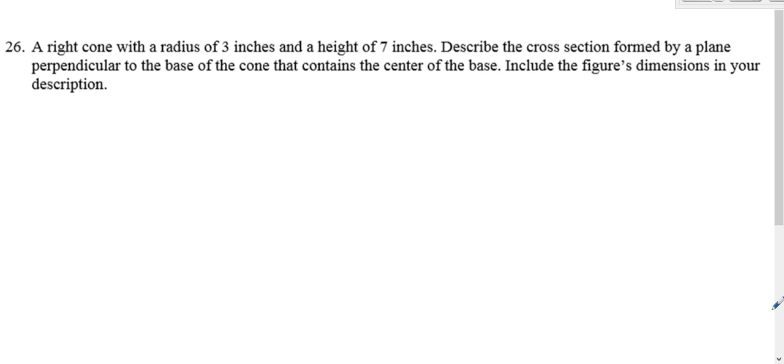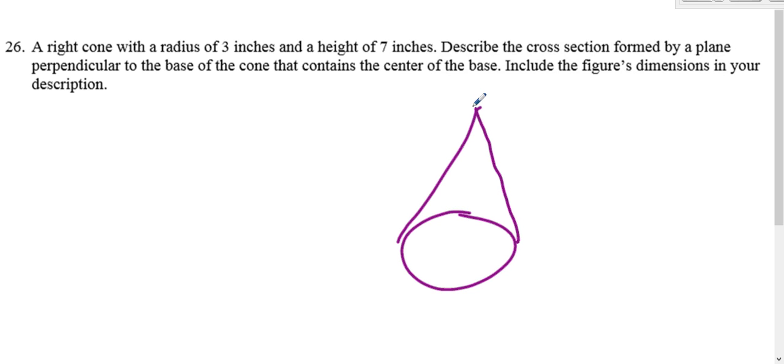A right cone with a radius of 3 inches and a height of 7 inches. Describe the cross-section formed by a plane perpendicular to the base of the cone. So we've got the cone going this way. If we go perpendicular to the base, we're slicing it like that. And it contains the center. My cone is way off, but it's supposed to go through the center there.